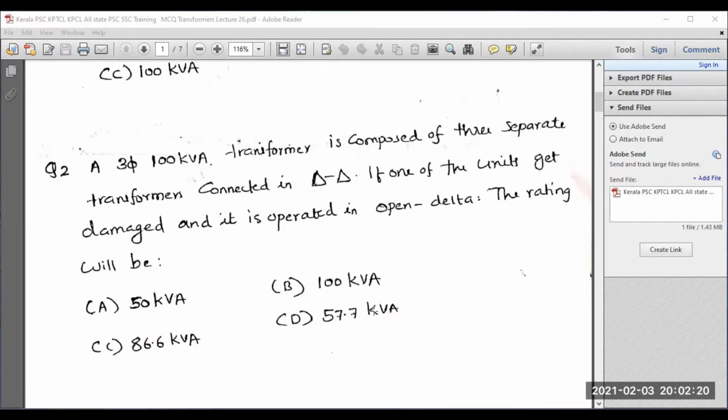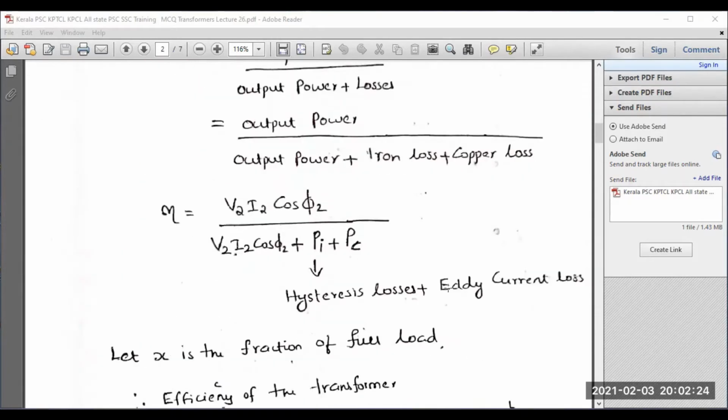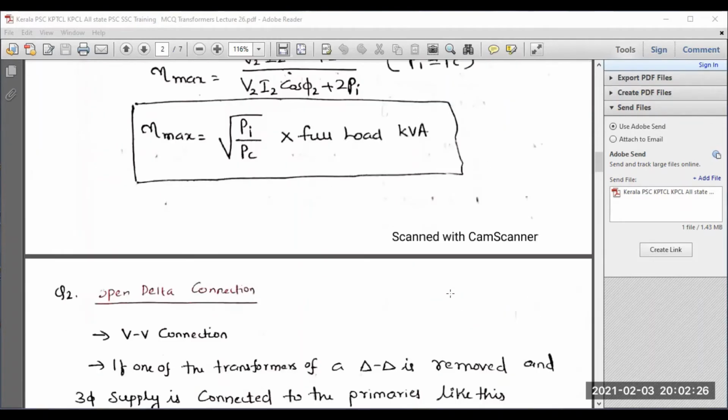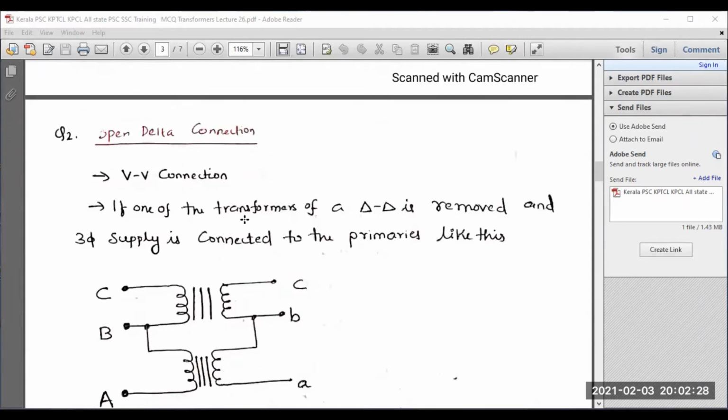So you should know what an open delta connection is. Let me recall the information related to the open delta connection. It is also known as VV connection. Similarly, if one of the transformers of the delta-delta is removed and a three-phase supply is connected to the primary like this.